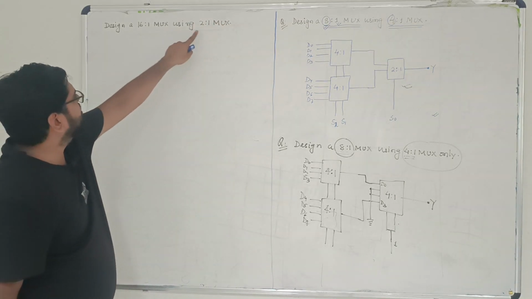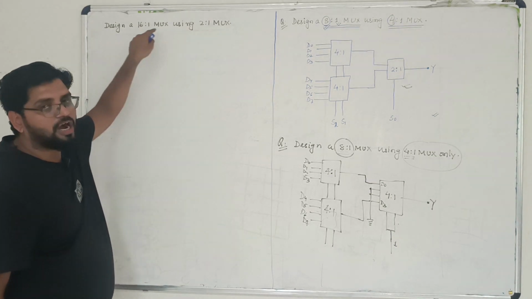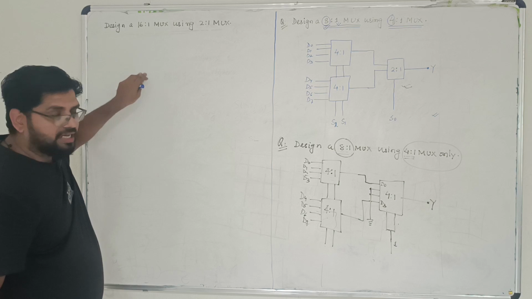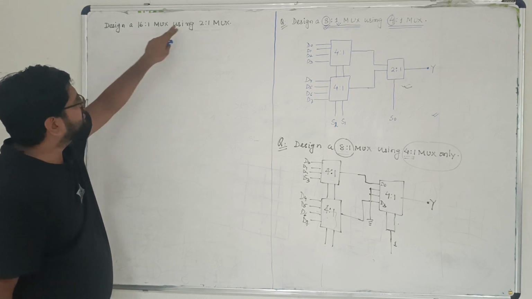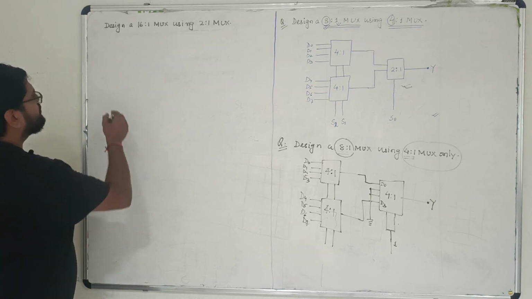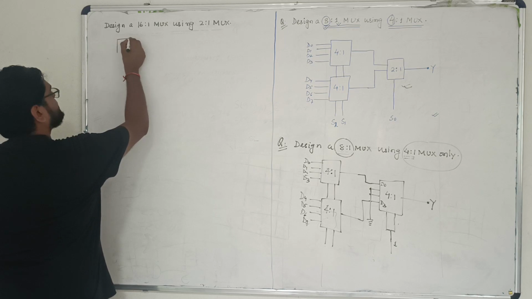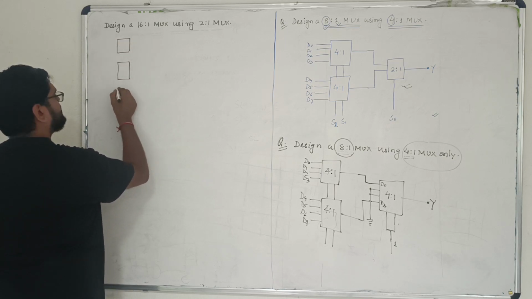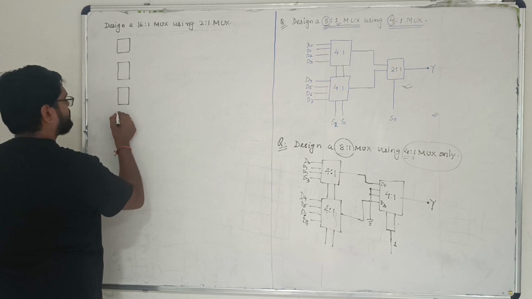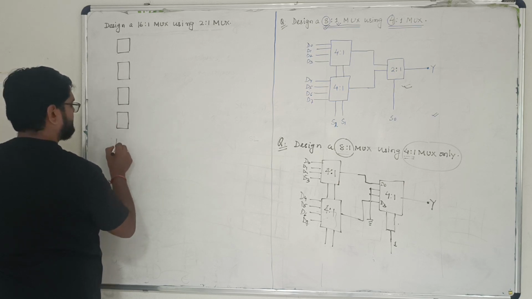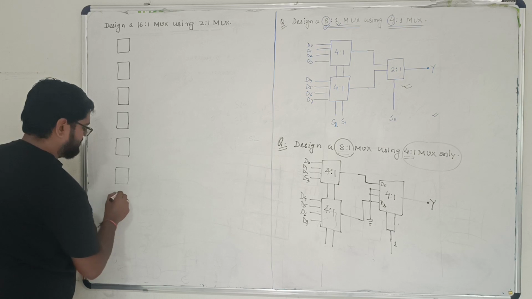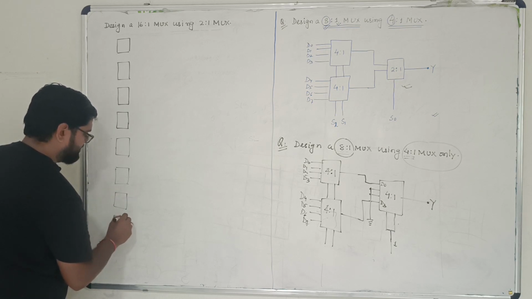By seeing the higher order MUX and lower order MUX, how many lower order MUXes are required at the input? Answer in the comment box. What will be the answer? It is 8, so we'll go for 8 MUXes. This is the first one, second one, third one, fourth, fifth, sixth, seventh, and final one is 8th.